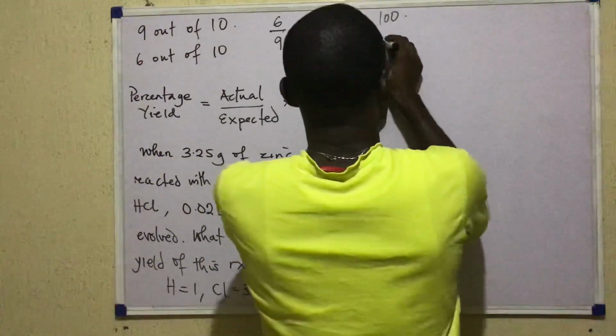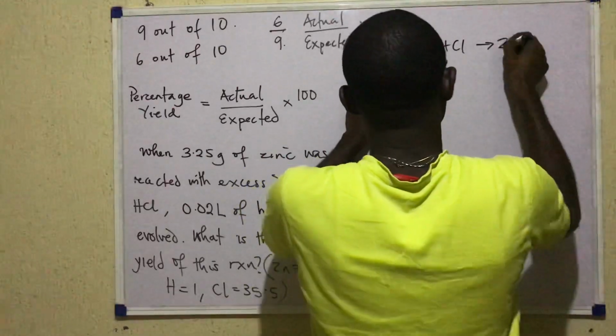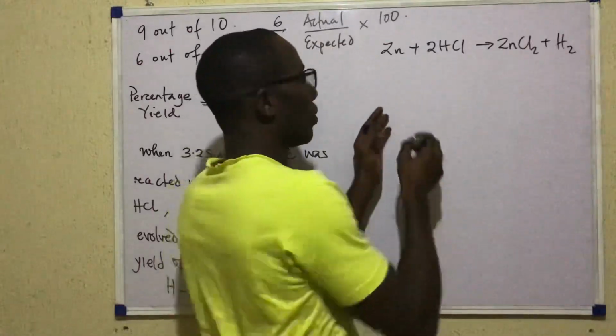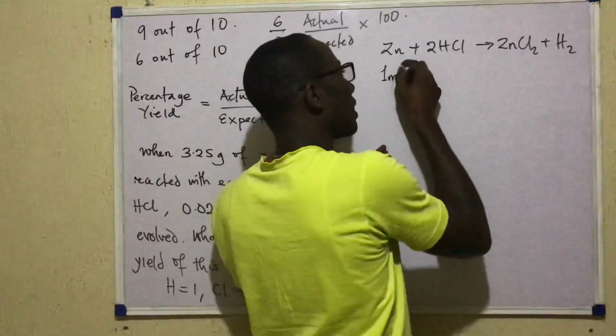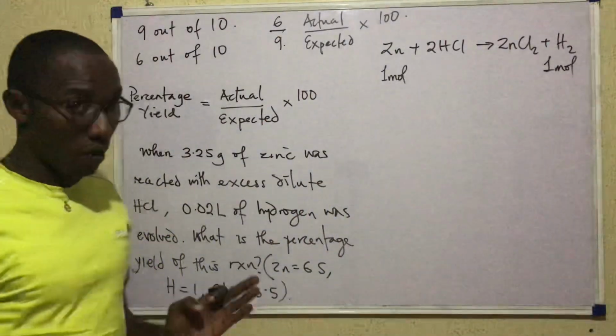According to what we know from basics, zinc will react with HCl as follows. This is zinc plus HCl to give zinc chloride plus hydrogen. This equation says that 1 mole of zinc would normally give 1 mole of hydrogen, right?